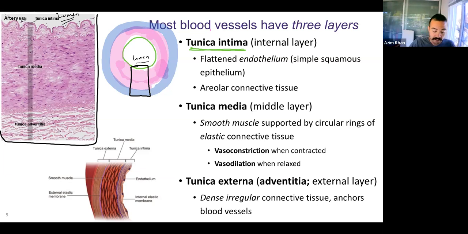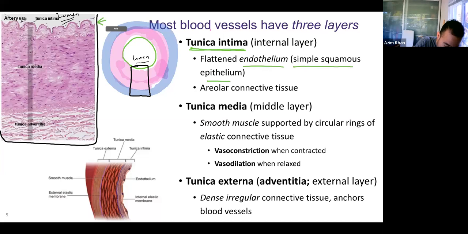Tunica intima is flattened endothelium. The word endothelium, we've learned about epithelium, and epithelium is what covers surfaces, whether it's skin or tracts. Blood vessels, while they do have a lumen, are not exposed to the outside. So that's why we call it endothelium. It's on the inside. Endothelium, in this case, is simple squamous epithelium.